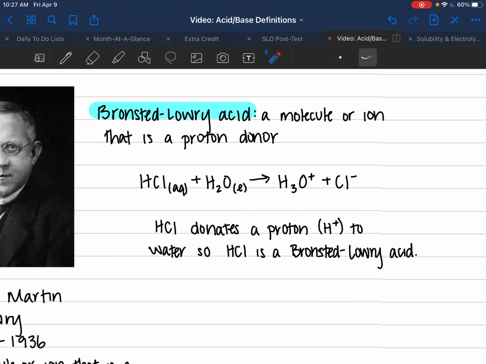So they have said that a Bronsted-Lowry acid is a molecule or ion that is a proton acceptor. So you may notice some similarities between this and Arrhenius, and that's fine, but theirs is just a little more distinct. So notice we still have that HCl reacting with water to form the hydronium and the chlorine that we saw previously. Notice that in this case, that HCl is donating a proton, that H+, to water, so we can consider HCl as a Bronsted-Lowry acid. So it's still an Arrhenius acid, but it is also a Bronsted-Lowry acid by this definition.